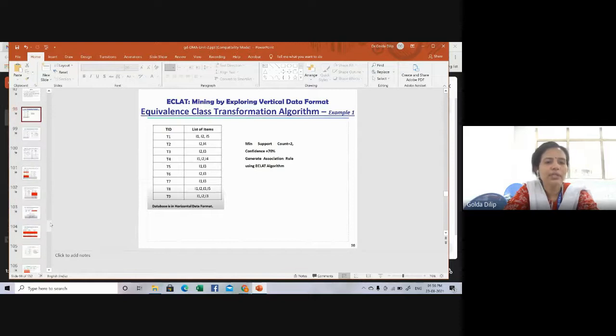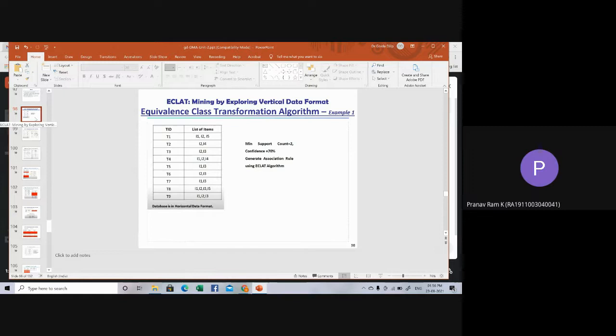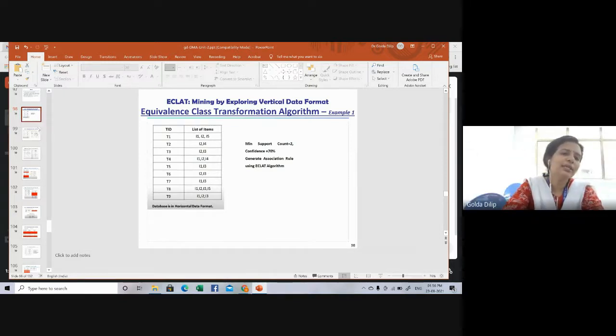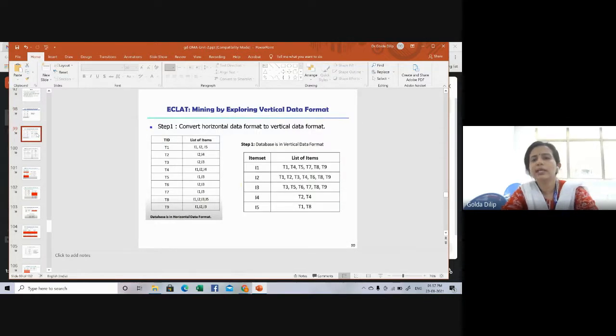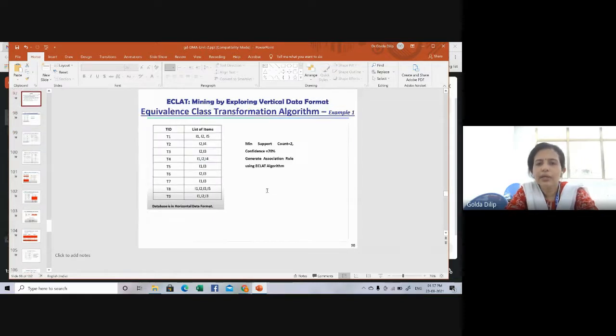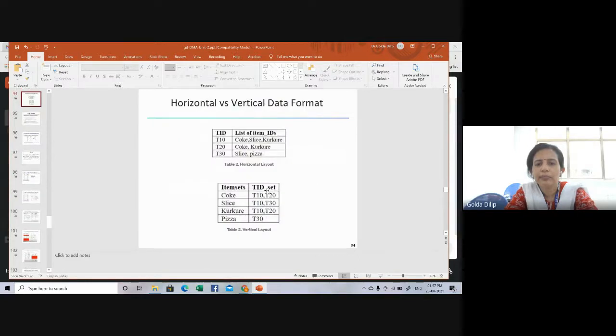So what could be the first step from what I have discussed so far? Common sense should tell you that. What should be the first step? Converting into vertical. Very good. So the first step is I need to convert this horizontal data set into a vertical data format. Horizontal format is all about TID followed by the list of items. You are converting it into this format: item sets and transaction TID sets.